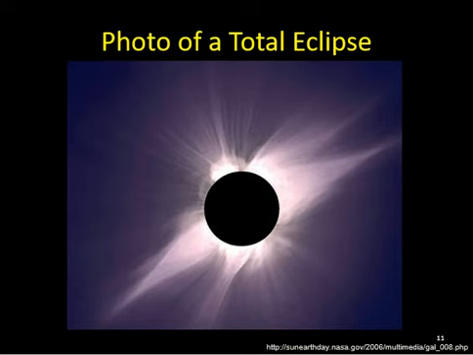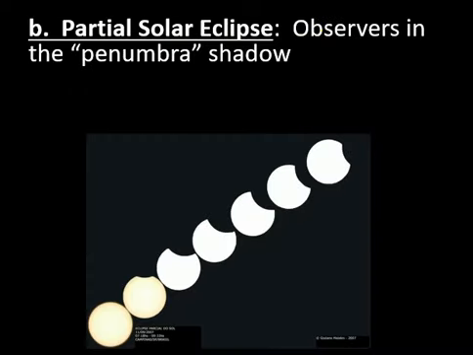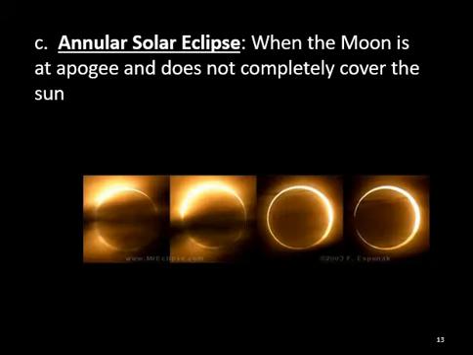And now let's move on to a partial solar eclipse. This is when observers are in the penumbra shadow. So we're not quite on the path of totality, but we still fall off to one side of it. And here's my last image of a partial solar eclipse. Go ahead and pause me if you need a little more time. Our last type of solar eclipse is known as an annular eclipse.